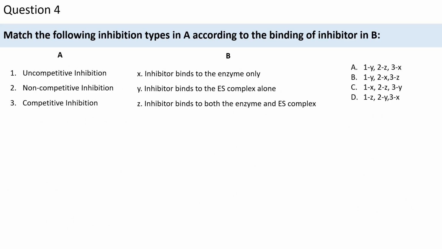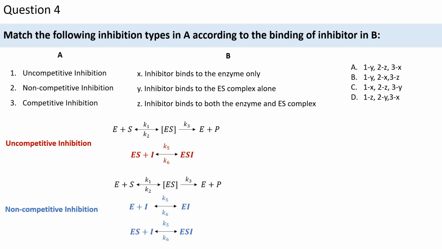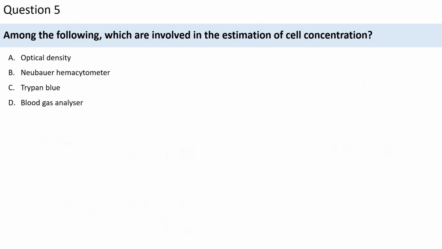Moving to question 4, uncompetitive, non-competitive and competitive inhibition. We saw that in uncompetitive inhibition, the inhibitor will bind only to the enzyme-substrate complex, whereas in non-competitive inhibition, it can bind to free enzyme as well as the enzyme-substrate complex. In competitive inhibition, it can bind only to the enzyme. Accordingly, the answer is A.